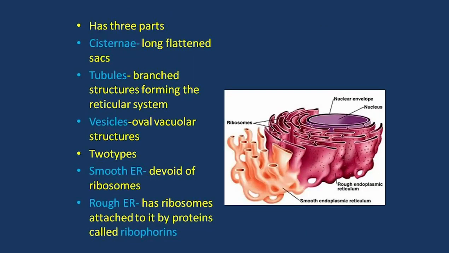It has three parts: cisternae, which are long flattened sacs; tubules, which are branched structures forming the reticular system; and vesicles, which are oval or vacuolar structures. There are two types of endoplasmic reticulum: smooth endoplasmic reticulum, which is devoid of ribosomes, and rough endoplasmic reticulum, which has ribosomes attached to it by proteins called ribophorins.